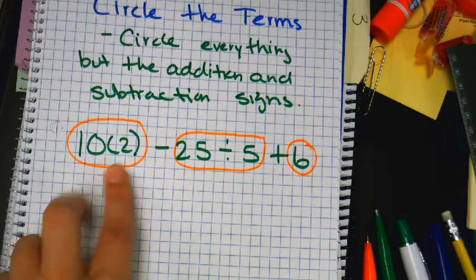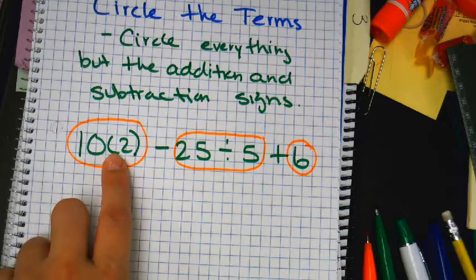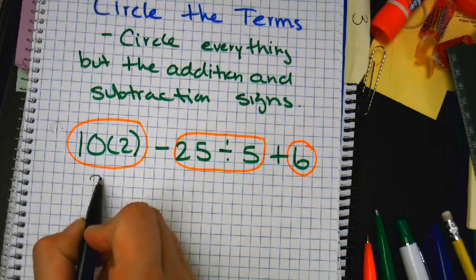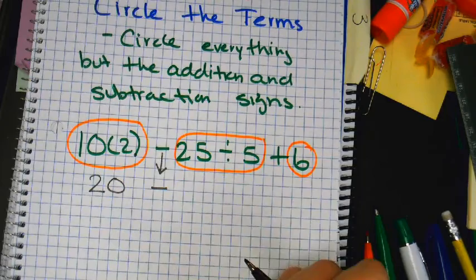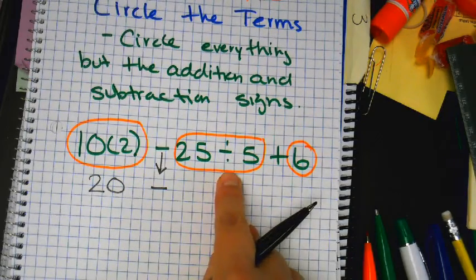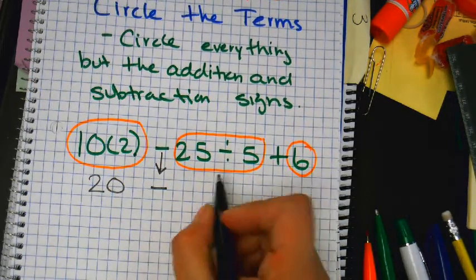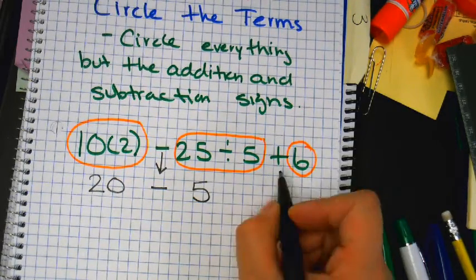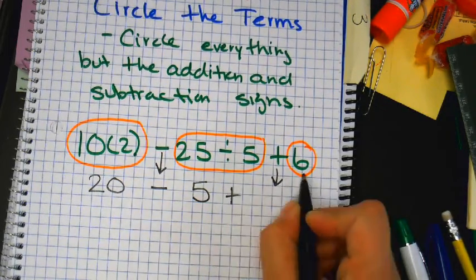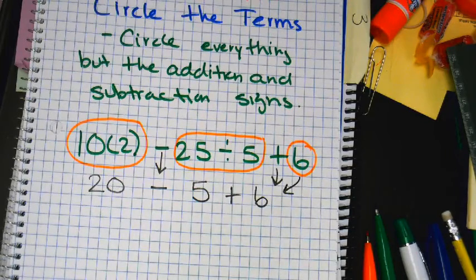So this is a mini problem that we get to do. What does it mean when they're together? Multiplication. So 10 times 2? 20. So this circle gives me 20. Bring down the minus. What does this circle give me? Divide. Well, what's 25 divided by 5? So this circle gives me an answer of 5. Then I drop down the addition and I drop down the 6. The circles are there to help you do the mini problems.